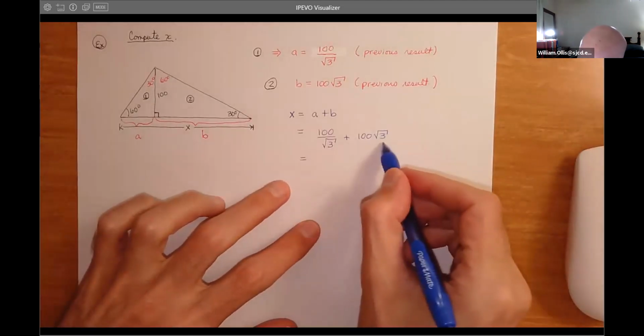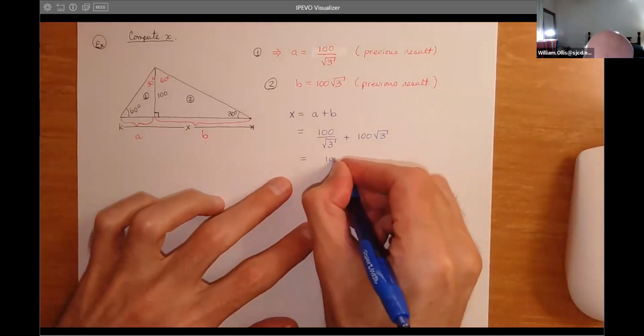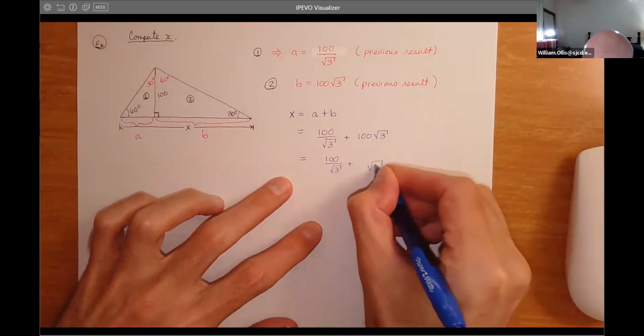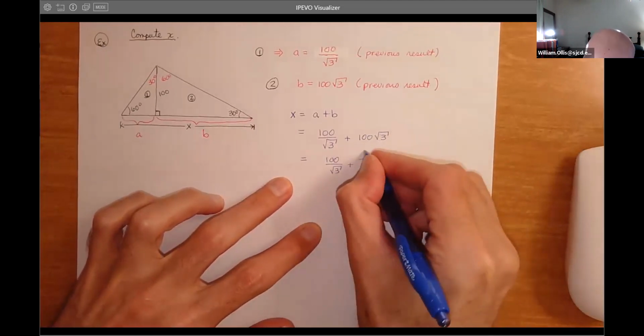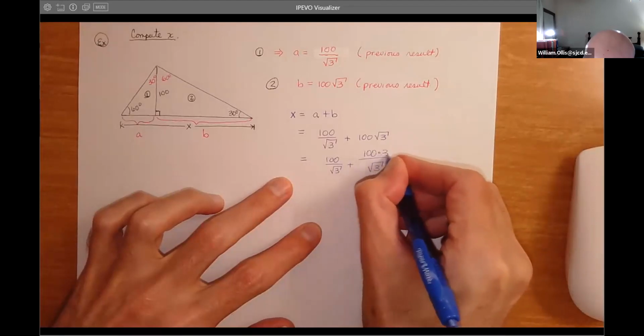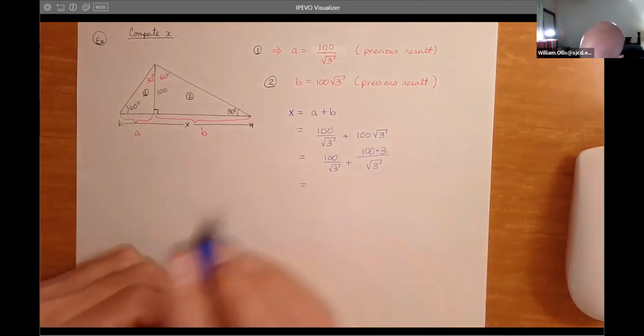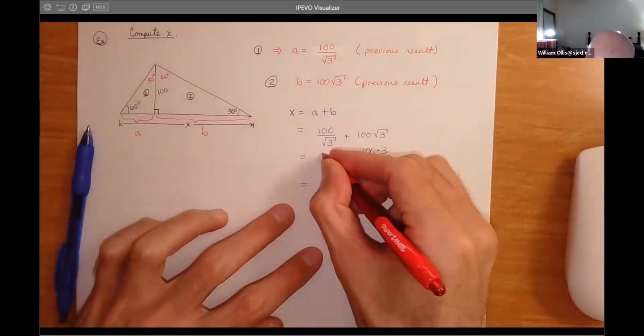So now let's just get a common denominator. That way it's easier for you to see. So we'll just do root 3. So of course this will be 100 now times 3. So we can make this look pretty, so to speak. So we can factor the 100 over root 3.